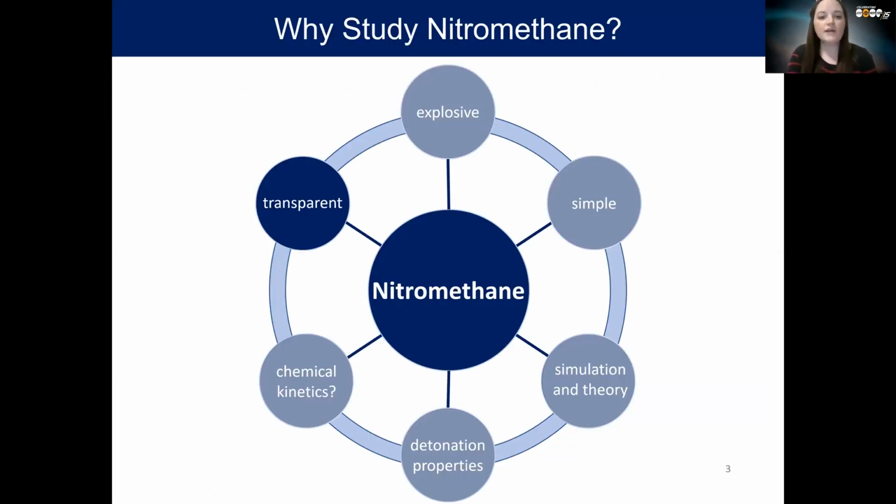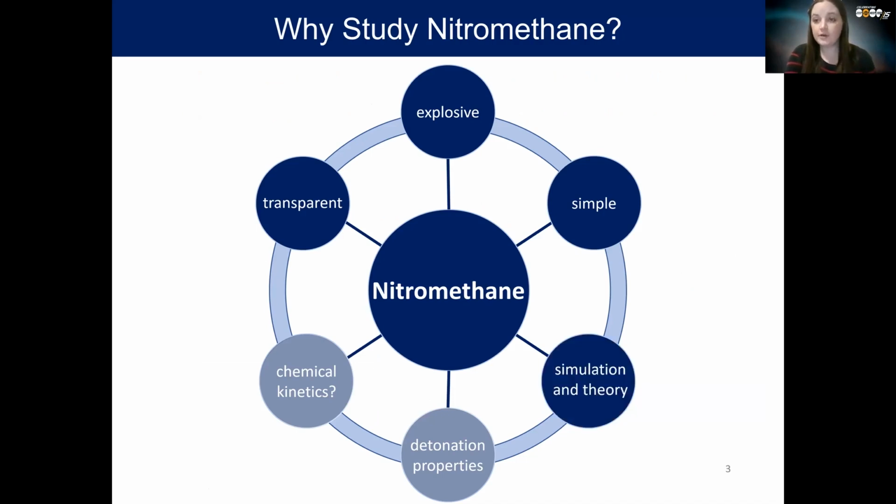So to begin, why should we be interested in nitromethane? Nitromethane is a transparent liquid that when you hit it really hard, it will actually explode. And if you hit it hard enough, it will actually detonate. People have been interested in nitromethane for decades because it's one of the simplest homogeneous liquid explosives. And because of that, we can use it in order to inform simulation and theory on some of these much more complex explosive materials.